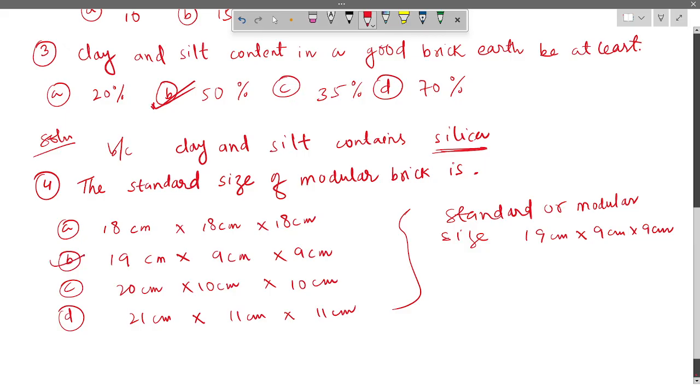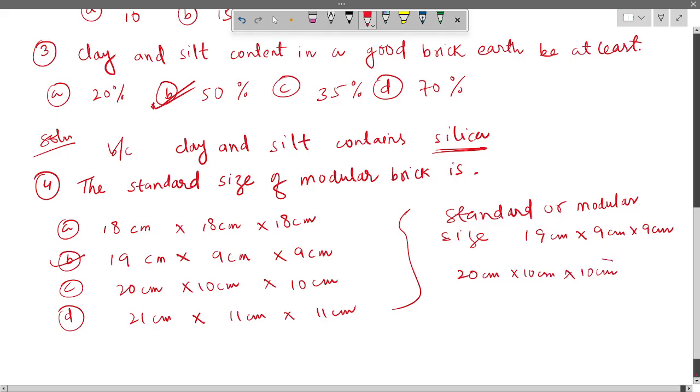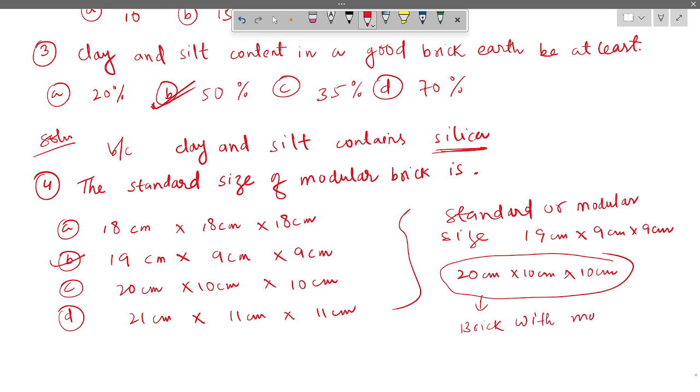Sometimes the question is asked with mortar. So the answer will be brick with mortar. It becomes 20 centimeter into 10 centimeter into 10 centimeter. This size is brick with mortar. Okay, note it down.